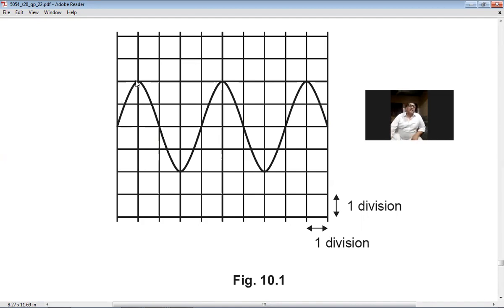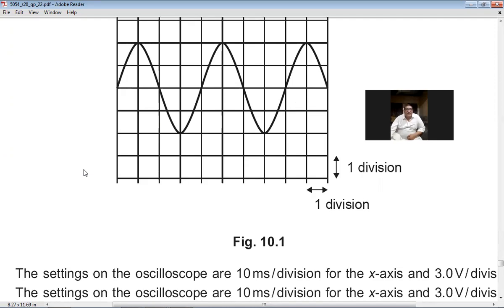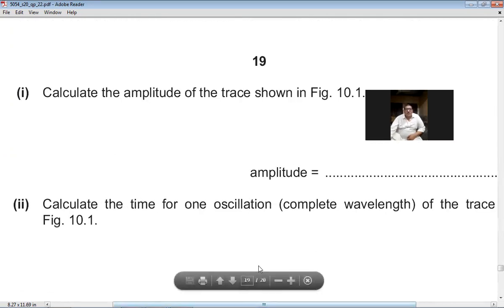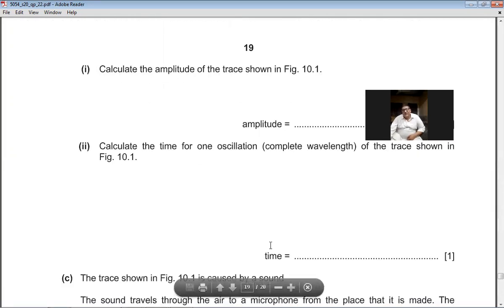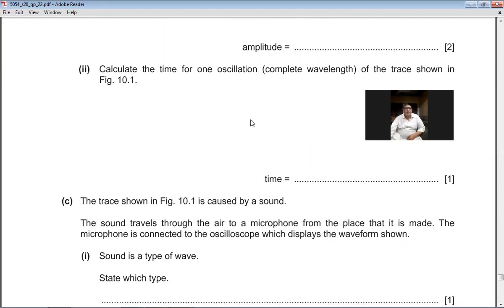You can also find out the time period of this wave. You see the wave is completed here, so check horizontally how many squares are used for the time period. 1, 2, 3, 4. There are 4 squares used to complete one wave, so the time period of the wave is 4 multiplied by 10 milliseconds, which is 40 milliseconds. So let's reduce the size so you can check the questions.